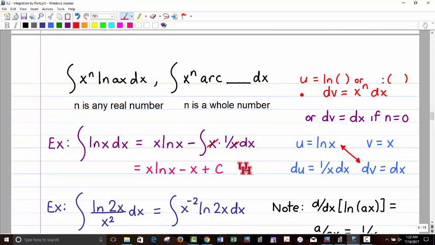Now for these, the dv is the x, or just dx if there's no x there, just dx. So this is different. With all the other ones we've been doing, the u is the x. Not true here. The u has to be ln if ln's involved. It's arc something if arc is involved.